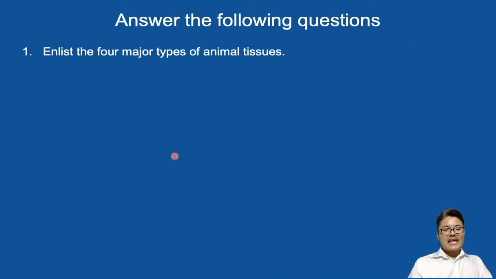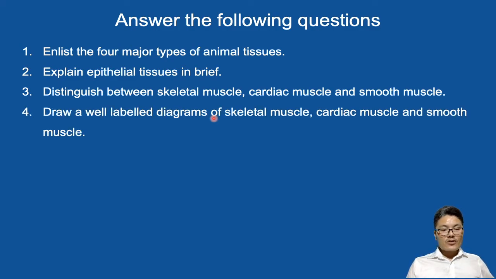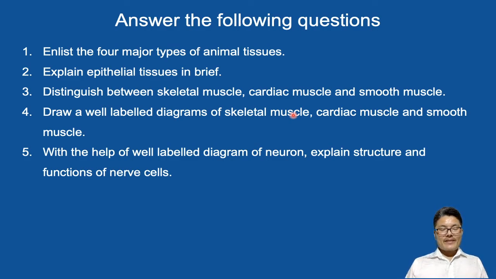These are the questions that you need to answer. First, list the 4 major types of animal tissues. Very simple, right? Second, explain epithelial tissue in brief. The third question requires you to distinguish between 3 different types of muscle tissue, say skeletal muscle, cardiac muscle, and smooth muscle. You have to differentiate between these. Fourth, you have to draw a well-labeled diagram of 3 different types of muscle tissue. And the fifth question asks you to draw a well-labeled diagram of a neuron, and you need to explain the structure and function of a nerve cell. That's all for this video.